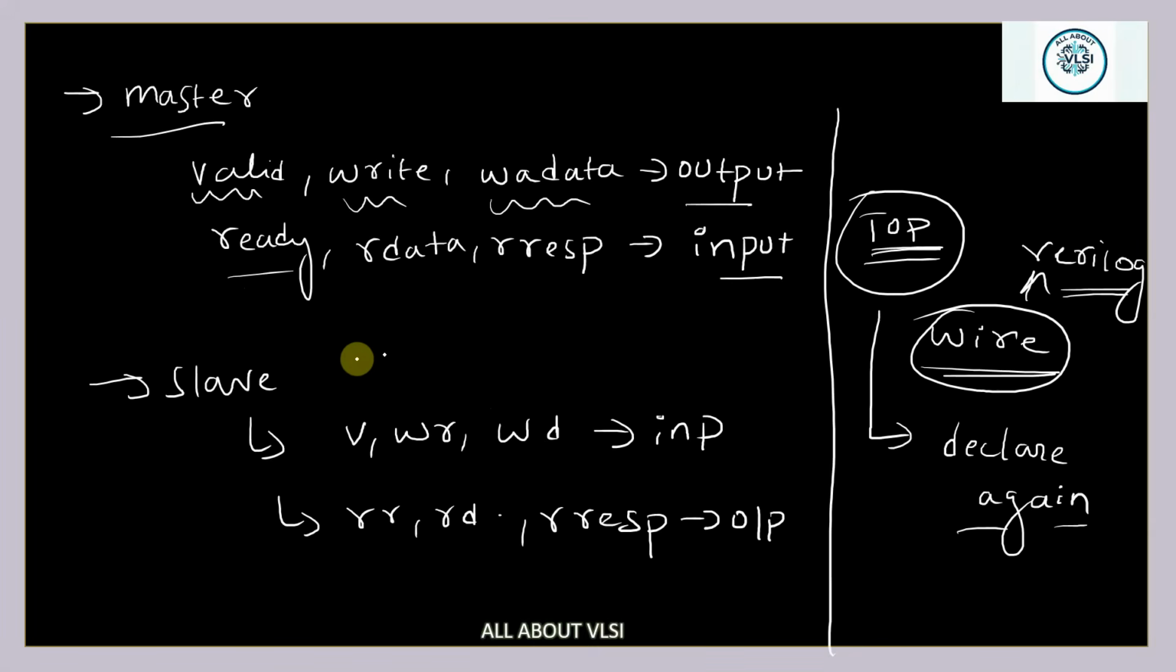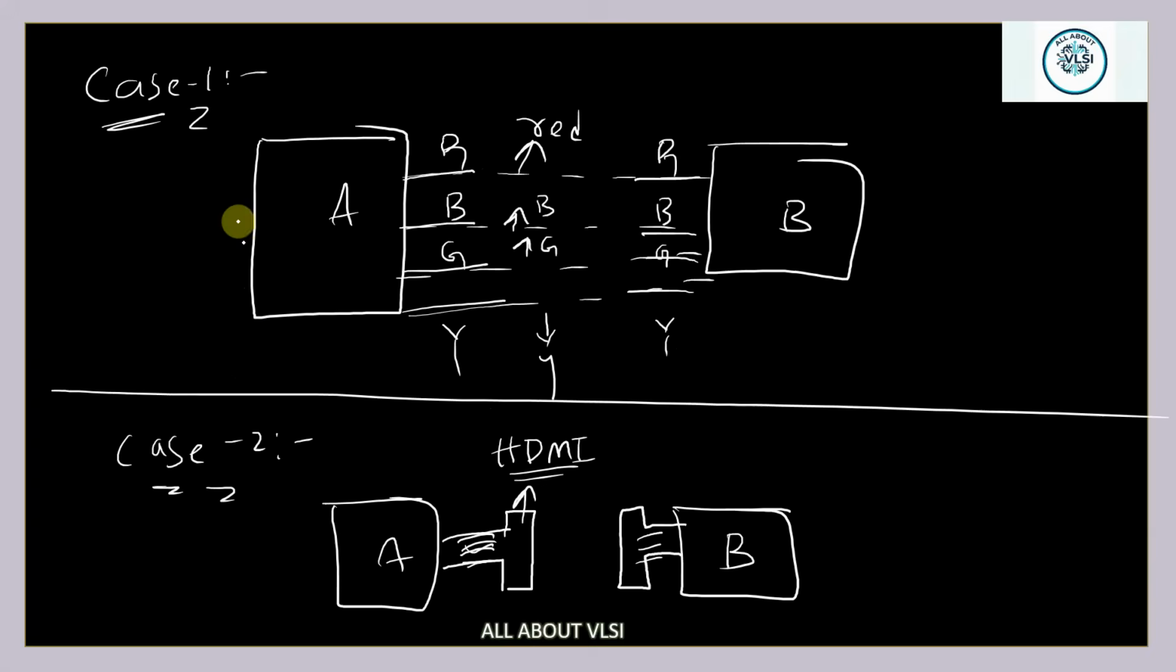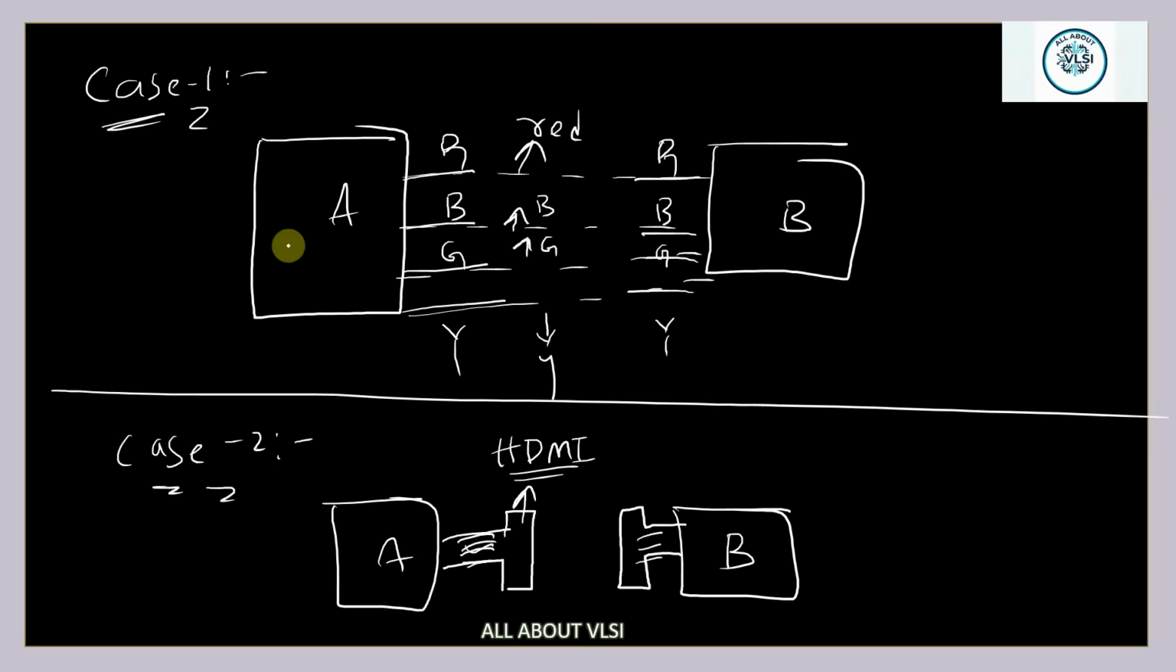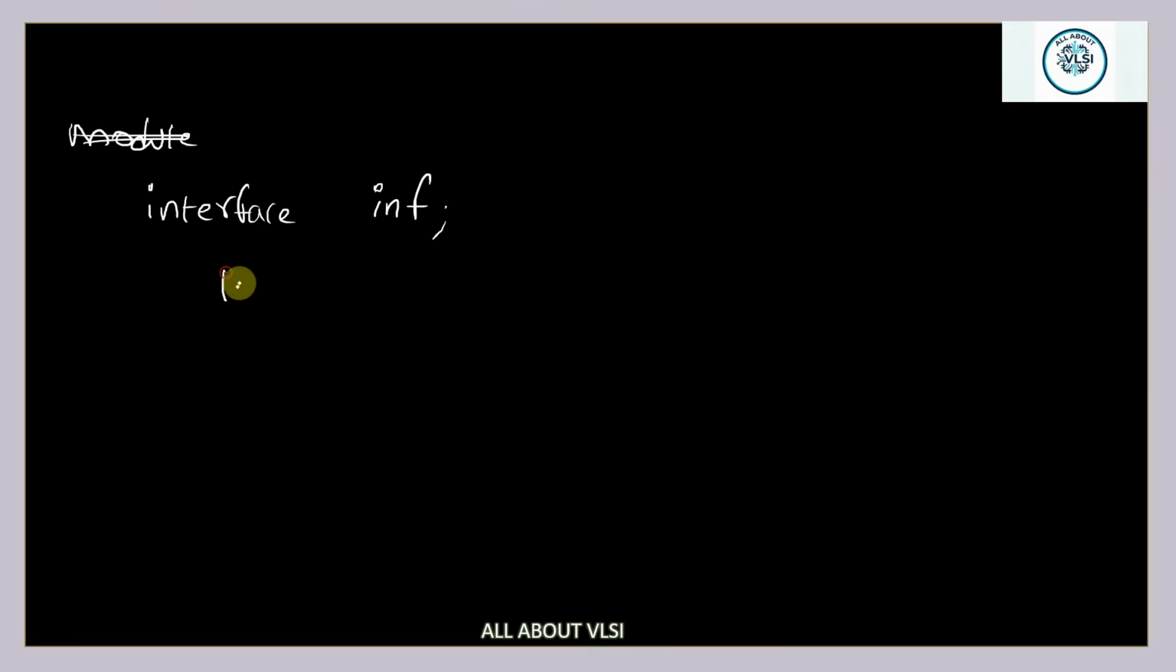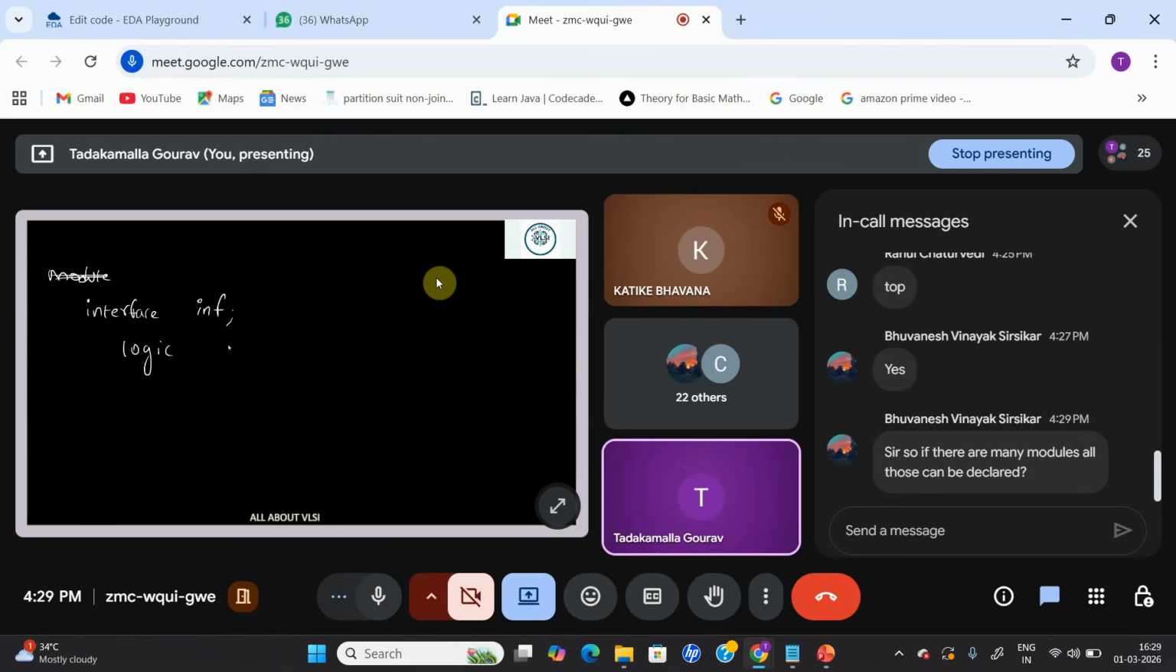Okay. Now what I'm going to do, I'm going to declare my master, or module 1. So I'm going to declare simply module. Before that I need to declare my interface, and the interface name is inf. Inside this I need to declare all these signals as logic. Why do I need to use logic, why am I not using reg or wire here?